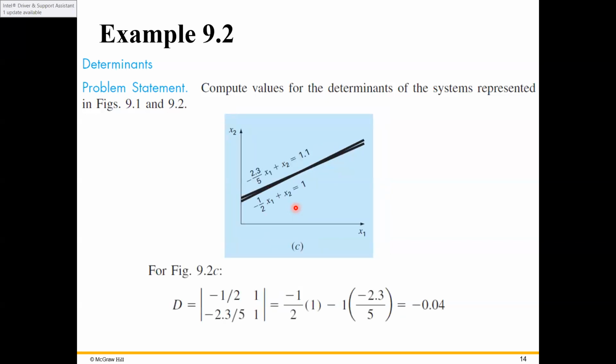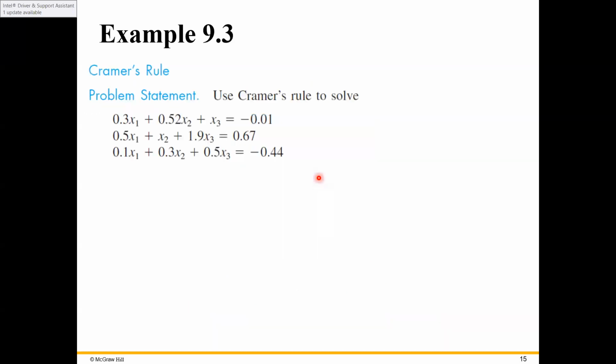And in this equation, it is minus 1 by 2, 1, and then minus 2.3 over 5, 1. If we find its determinant, you can see that it is minus 0.04. It is not 0, but it is also not very different from 0. Earlier we said that this is an ill-conditioned system. For an ill-conditioned system, the value of the determinant is nearly 0.